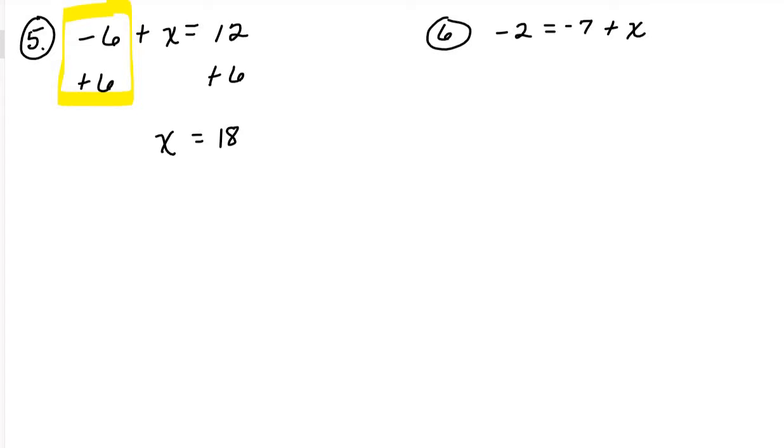Now, problem 6. I'm trying to get the x by itself, so I need to get rid of the negative 7. So I'm going to add 7 to both sides of the equation. The 7s cancel, so x is going to equal 5.